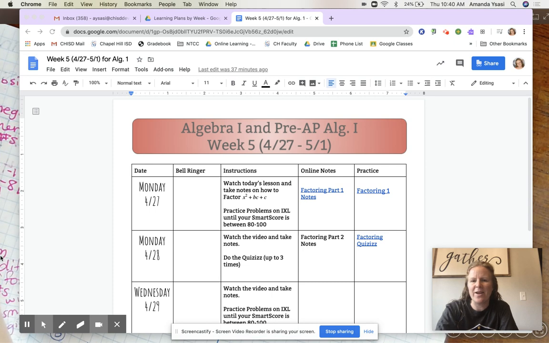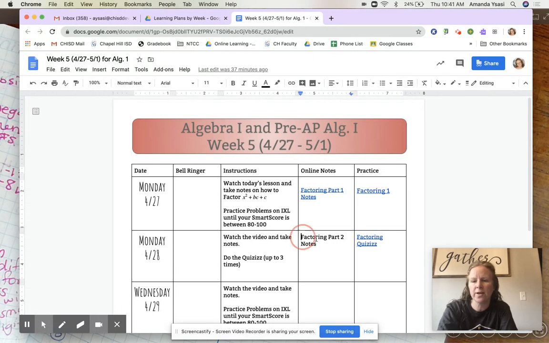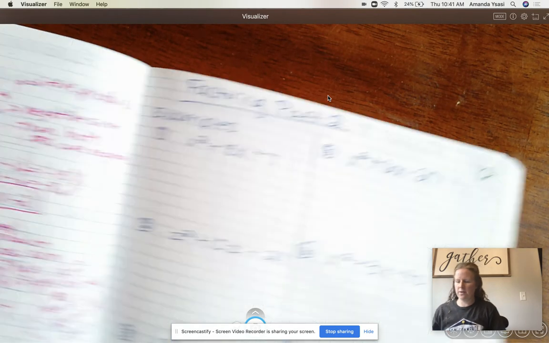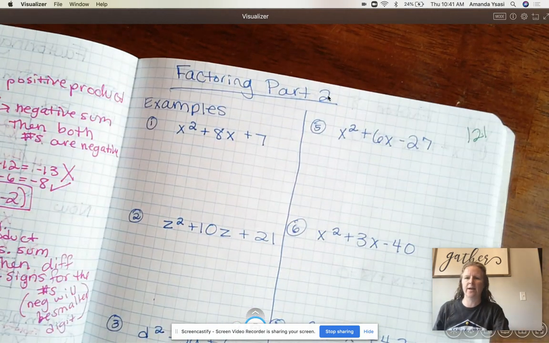Hey class, we are working in week 5 and I'm going to do the factoring part 2 notes right now. So you've already finished factoring part 1, you did some practice, and today you're going to do a quiz. So here were yesterday's notes and here's today's.